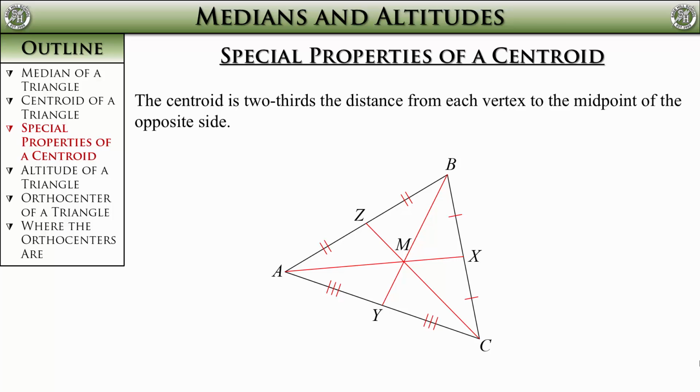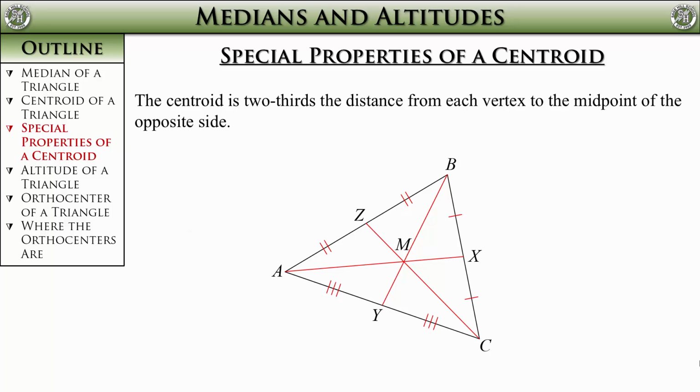The centroid splits up each median into 2/3 and 1/3 pieces. The 2/3 side should be obvious based on the picture. Officially, it is always the side with the vertex. That gives us these formulas. AM is 2/3 the length of the whole median AX, BM is 2/3 the length of the whole median BY, and CM is 2/3 the length of the whole median CZ. That's what the definition says. Well, let's look at it some other ways.